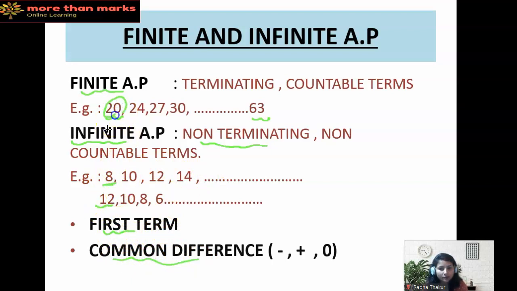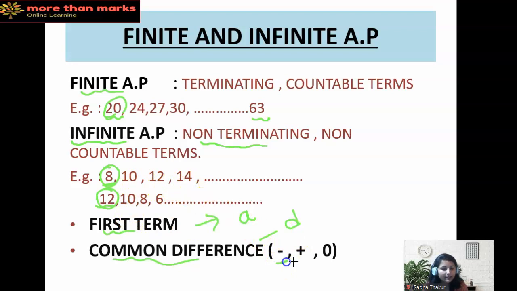Like in this, 20 is the first term, in this 8 is the first term, in this 12 is the first term. So the first term is represented by A, because it is an AP, so we take the initial letter, that is A. The first term is expressed by A and the common difference is expressed by D, D for difference. What is the common difference? The common difference is just the difference between the terms.